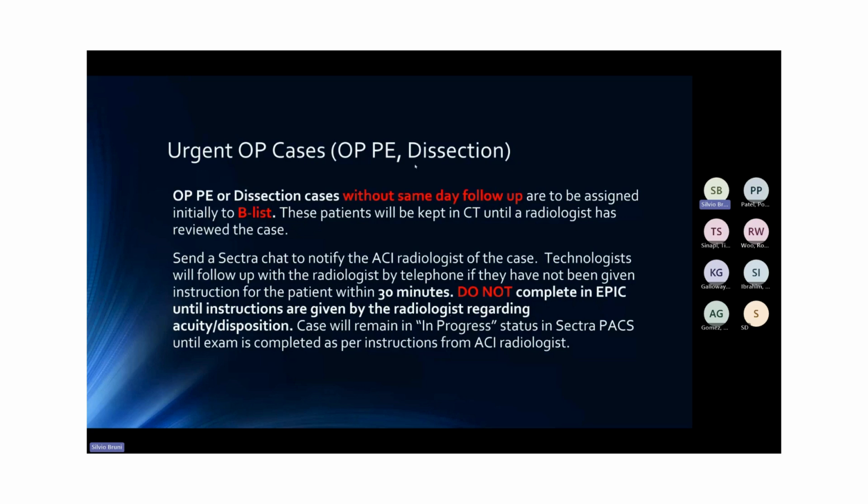This same workflow for changing the performing physician should also apply to those urgent outpatient PE and dissection cases. These will initially be set as B because most of these cases are negative and are going to remain on the B list. So to minimize your additional work, these will initially be set as B. For the few cases that do have positive findings, where the ACI RAD will then report that case, those will be changed to ACI in Sectra following that performing physician workflow that I just discussed.